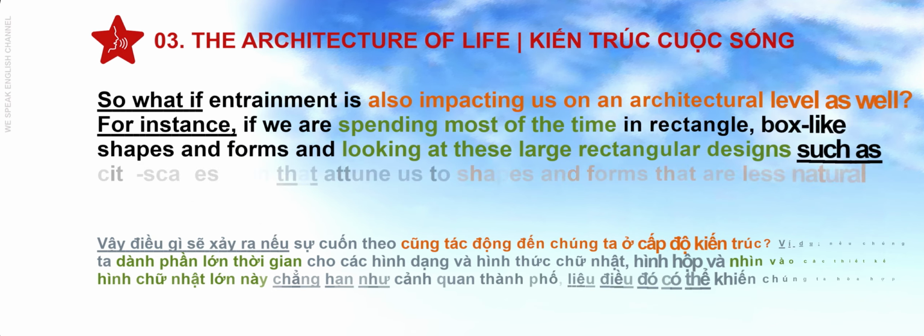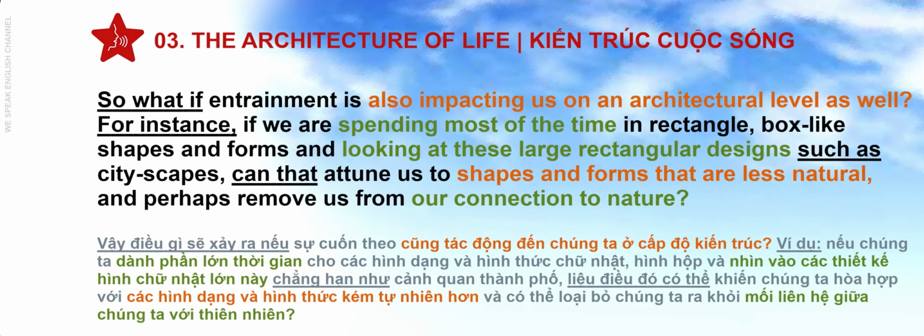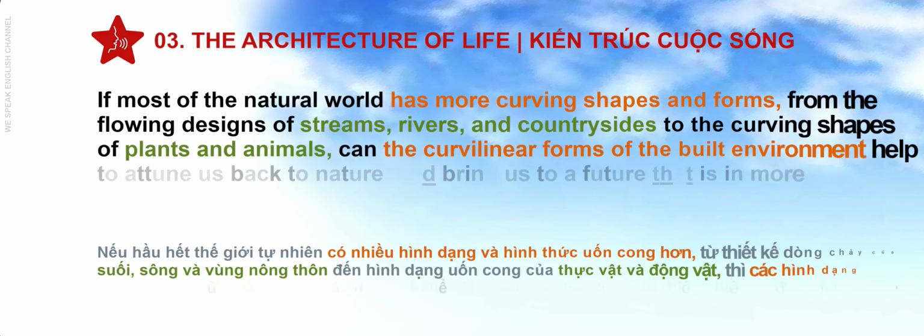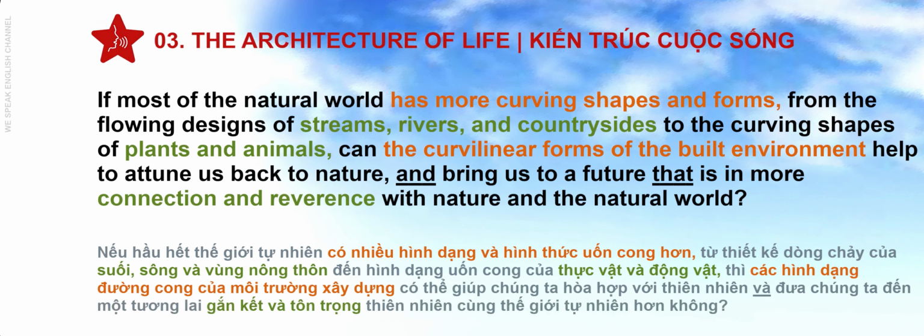So what if entrainment is also impacting us on an architectural level as well? For instance, if we are spending most of the time in rectangle, box-like shapes and forms and looking at these large rectangular designs such as cityscapes, can that attune us to shapes and forms that are less natural, and perhaps remove us from our connection to nature? If most of the natural world has more curving shapes and forms, from the flowing designs of streams, rivers, and countrysides to the curving shapes of plants and animals, can the curvilinear forms of the built environment help to attune us back to nature, and bring us to a future that is in more connection and reverence with nature and the natural world?